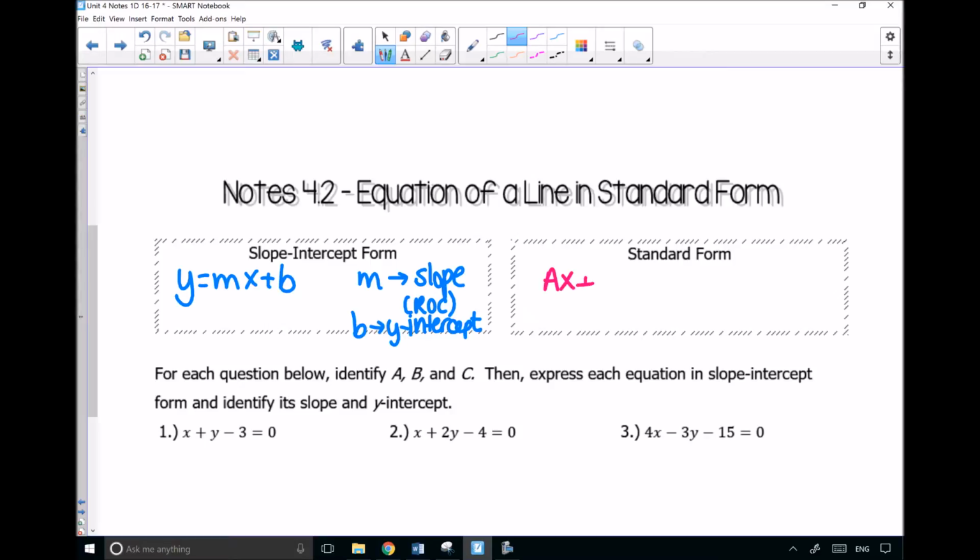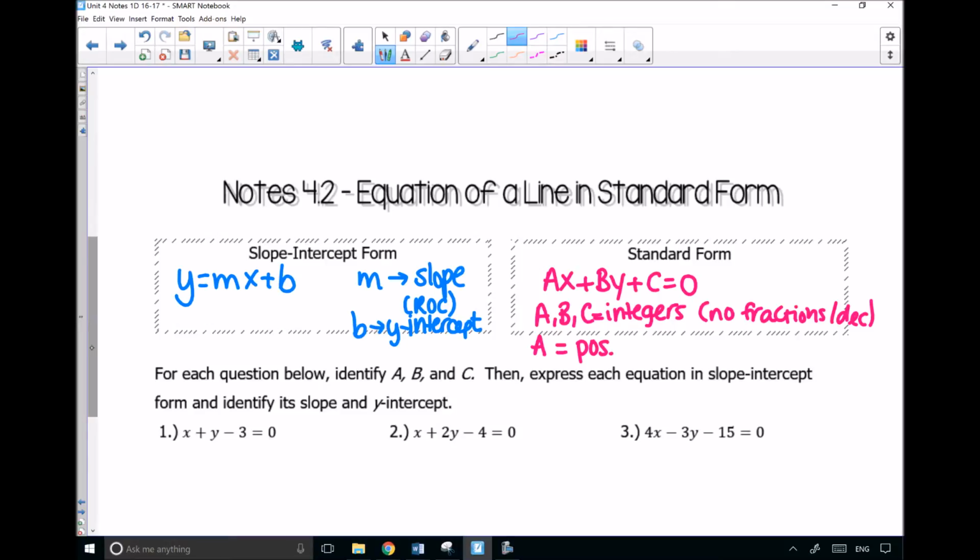The standard form is going to be ax plus by plus c is equal to 0, where a, b, and c have to be integers. So therefore, we can't have any fractions or decimals, okay? And a has to be positive.